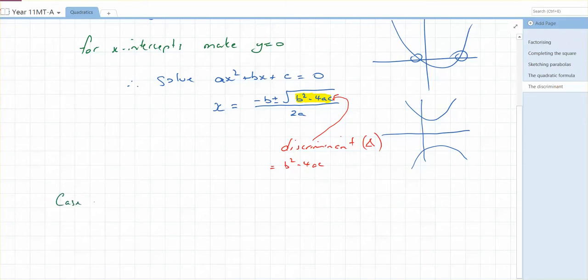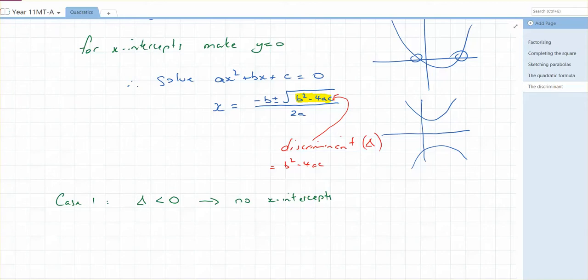Case 1, the discriminant, which is the little triangle, is less than 0. So that means that we are trying to take the square root of a negative number. We cannot do that. So the result of the discriminant being less than 0 is that there are no x-intercepts, because there's no solution. When we're trying to solve this quadratic equal to 0, we're trying to find the value of the x-intercepts. If we don't get a value for that, then we can conclude that there are no x-intercepts.